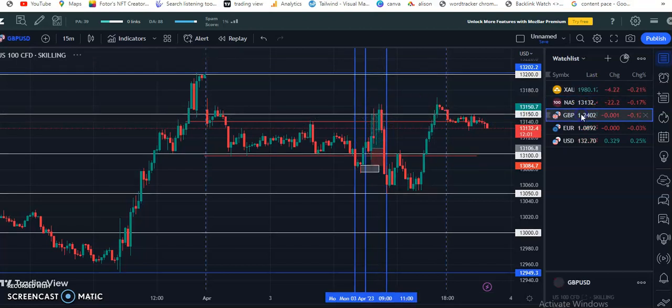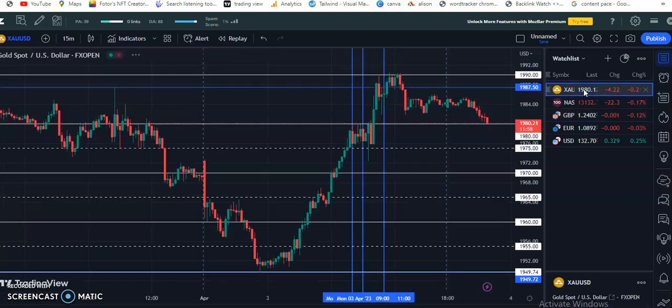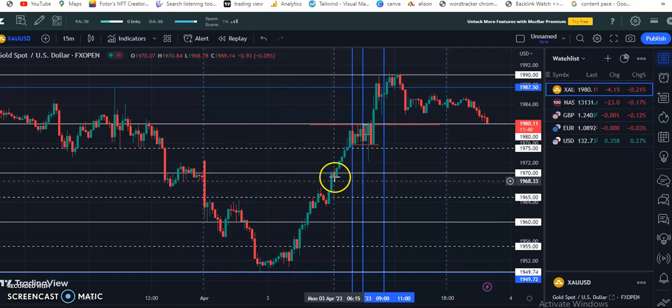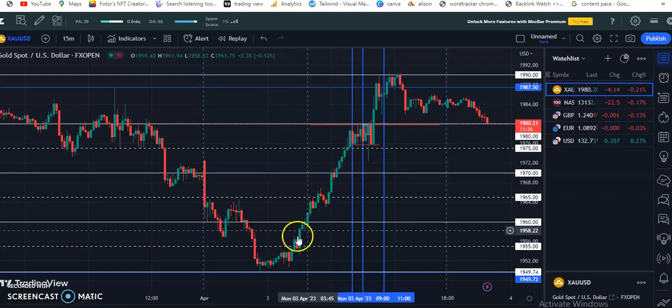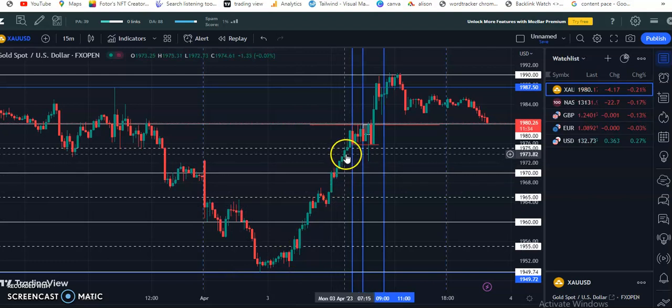But as you can see from gold and the euro and the pound, the market was trending the whole day. It was creating higher highs, higher lows. Very strong momentum to the high, consolidation. Very strong. So this was not a very good setup to trade if you are trading against the trend.